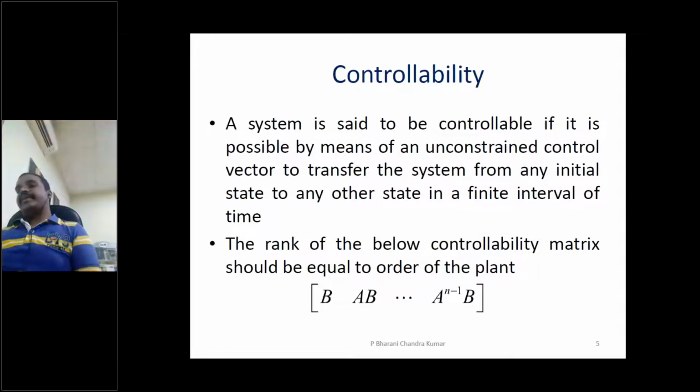So some of the important concepts one has to learn before designing the pole placement controller is controllability. All of you carefully read this, then I will explain what we mean by controllability. A system is said to be completely controllable.